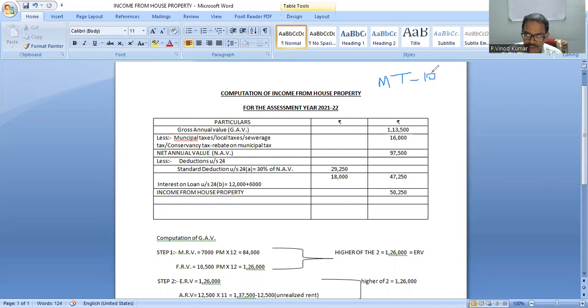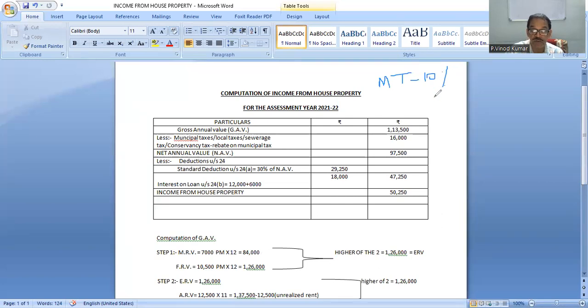So this 10% municipal taxes you have to calculate on municipal rental value, not on gross annual value. What is municipal rental value? 84,000. On 84,000, you have to calculate 10%. You'll get 8,400, not on the gross annual value. Okay, that is one important point you have to keep in mind.